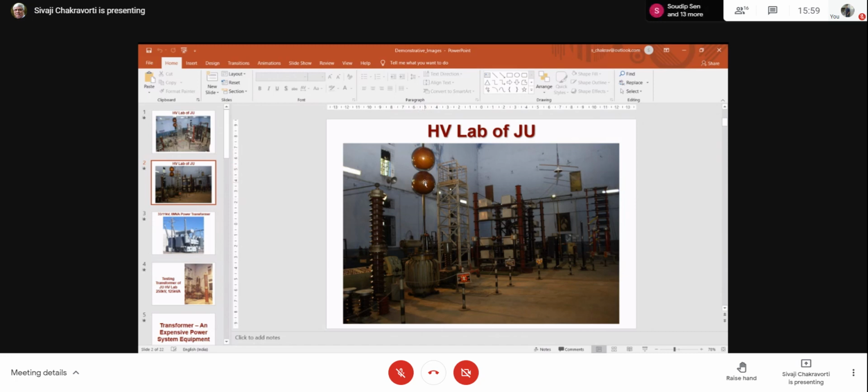Normally when I say voltmeter, what image comes to your mind? It's a box with an indication, digital or whatever. But here, these two spheres are basically a sphere voltmeter. I will explain in the second part of the course how a sphere gap can act as a voltmeter. A very interesting approach that we take.